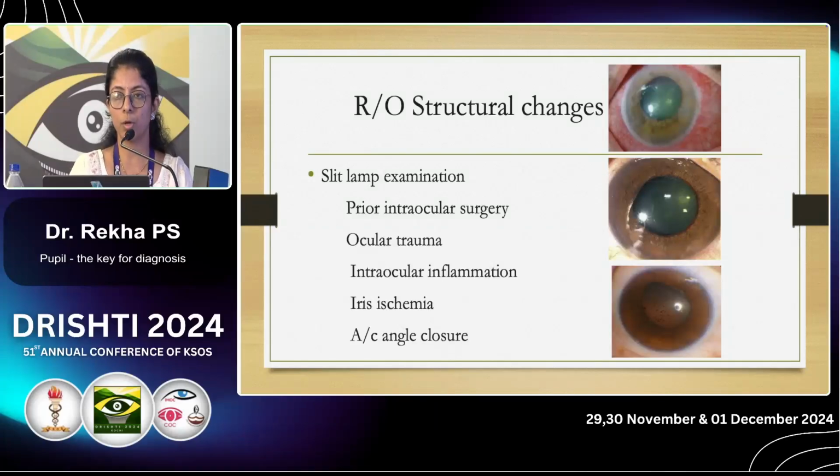The next thing you have to rule out is structural changes. So do a proper slit lamp examination. Ask for history of any prior intraocular surgery or trauma. Look for any signs of inflammation. Look for any iris ischemia like neovascularization, or it can be an acute angle closure glaucoma also.